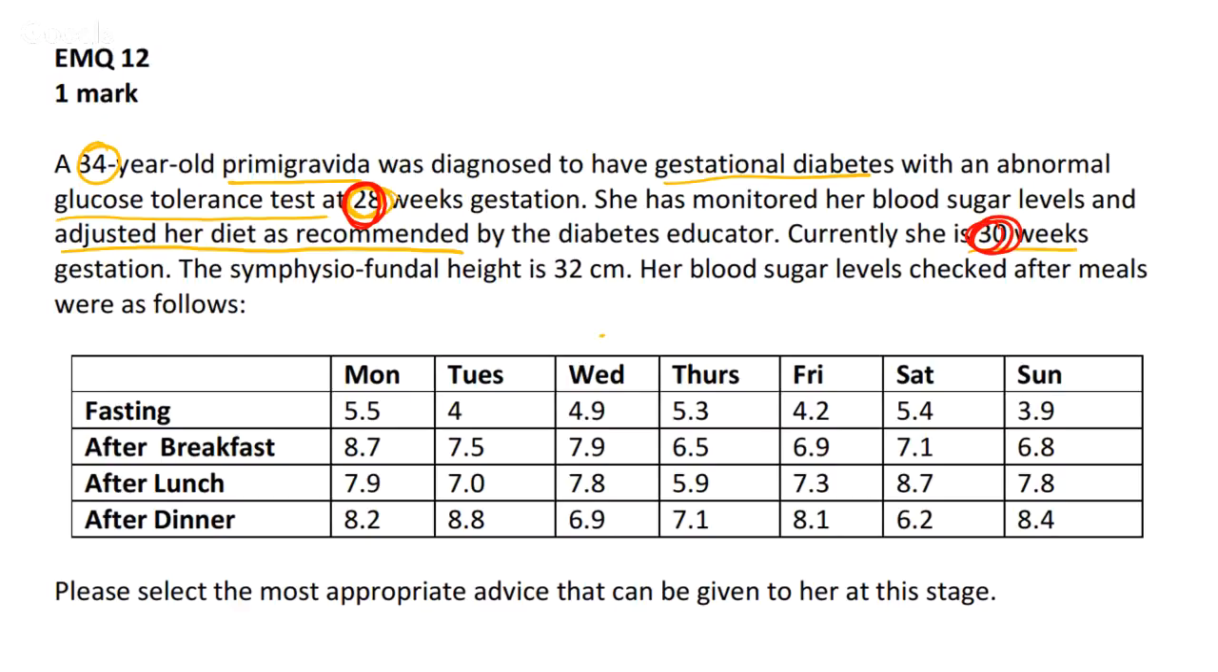Currently, she's 30 weeks, so there's been a 2-week period in which she's been trying diet therapy alone, diet and exercise, and that is the length of time that we need to see if diet and exercise alone is going to be effective therapy for someone who's GDM or not. Does that make sense? Because after 2 weeks, then we can consider whether to start any other medication therapy or not. Currently 30 weeks, 32 centimeters. Is that concerning? Not really. Her blood sugar levels are checked.